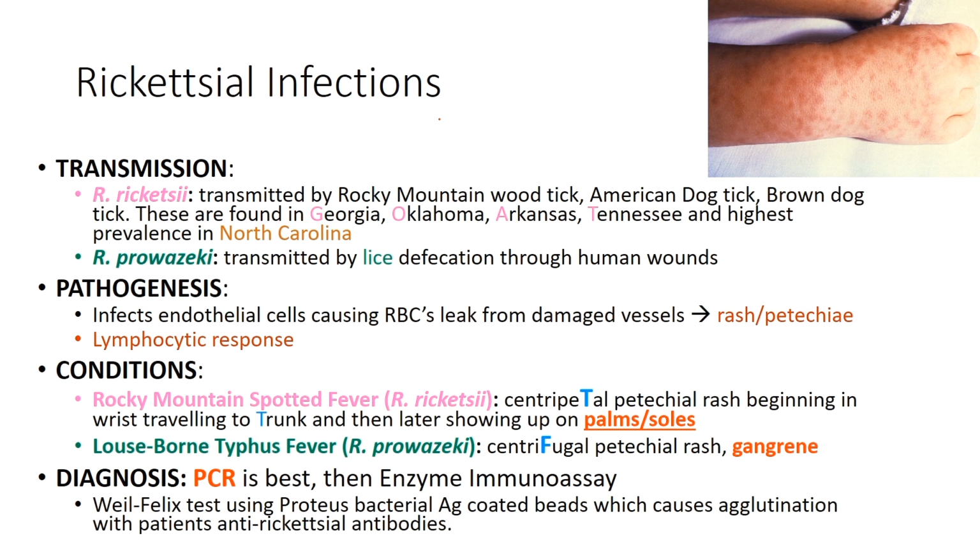So PCRs are best for diagnosing these guys because we can't really scrape our endothelial cells to get them out. That would be problematic. And remember that since they're intracellular, we're going to have lymphocytes responding to them. And that's why you actually bleed. Another thing that we used to do is the Weil-Felix test, and pretty much we take our Proteus, which is the bacteria that causes UTIs, urinary tract infections. We take its antigens, put them on beads, and then the antibodies that this person makes against Rickettsia can actually agglutinate those beads with that Proteus antigen. And that's known as your Weil-Felix test.